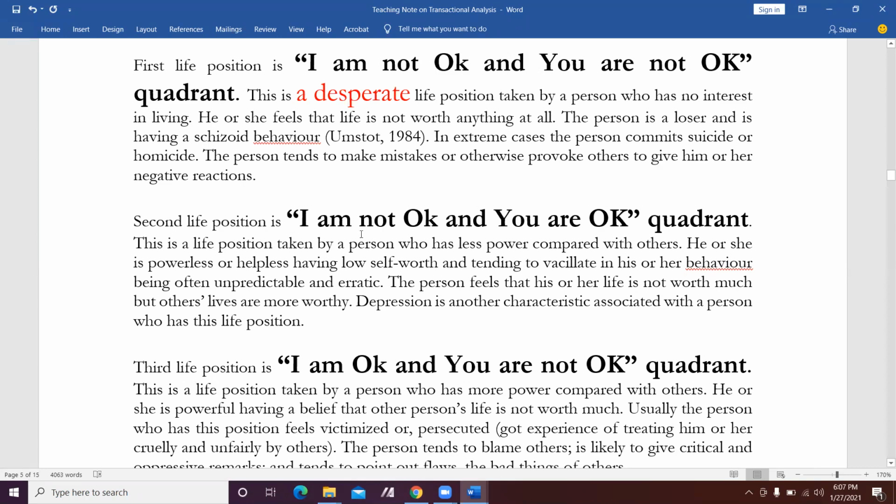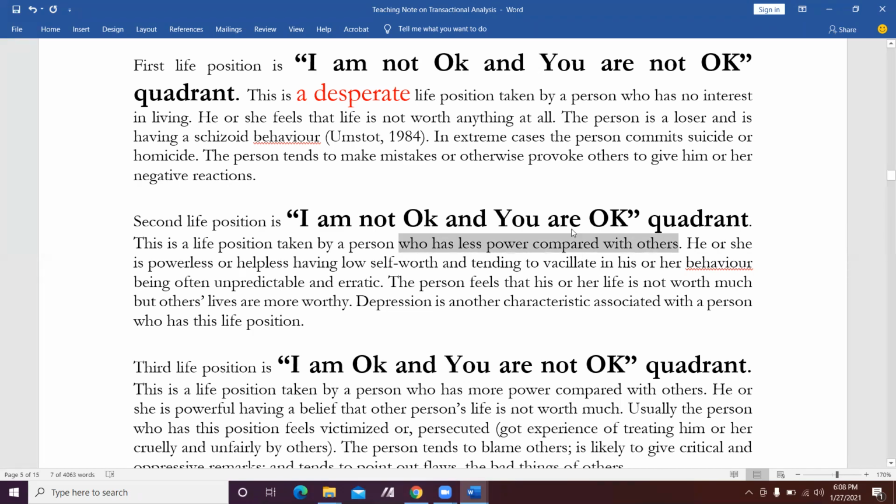Okay, then this position, this is a life position taken by a person who has less power compared with others. Let me further explain from my point of view. You are okay. That means you are more powerful than me. You know more than I know. You have more experience than I have. Therefore, you are okay, but I am not okay. Understood? This is a life position taken by a person who has less power.